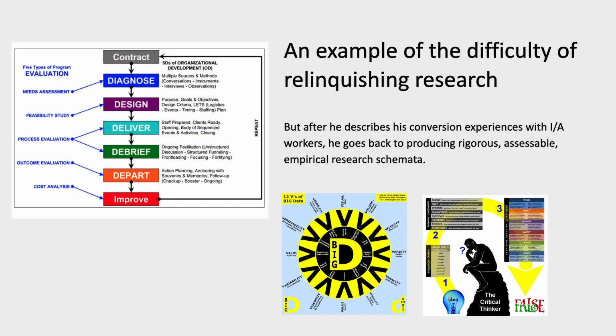However, after he does that, he also describes his experiences representing this work, or it needs to be represented to the outside world in its various more or less uniform shapes and forms, like I showed in the first couple slides. Then it's necessary to go back to producing rigorous and accessible empirical research schemata, like the one on the left, where you have a flow chart from contract, diagnose, design, deliver, debrief, depart, and improve, and then repeat along the right margin.